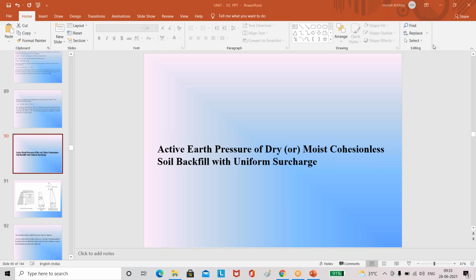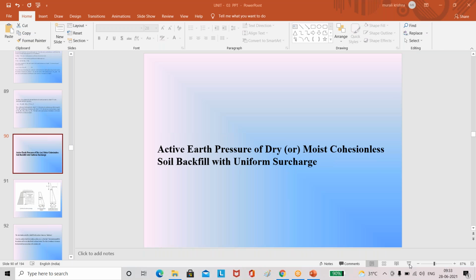Now, in today's class, we are going to discuss the Rankine's active earth pressure when the backfill is subjected to surcharge. So, in today's class, I am going to explain the Rankine's active earth pressure theory when the backfill is dry, cohesionless soil, and the backfill is subjected to the uniform surcharge.